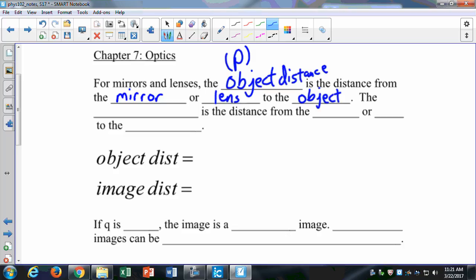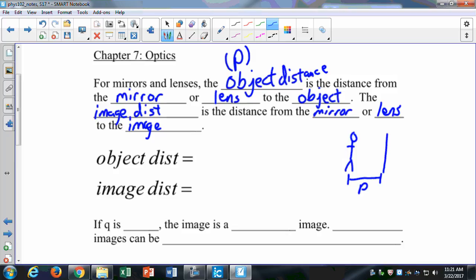The image distance is the distance from the mirror lens to the image. All right, so mirror, object, this is our p-value. Image distance we call q. Here's my image over here. Those of you in the lab, you've done this where you actually measure p and q.